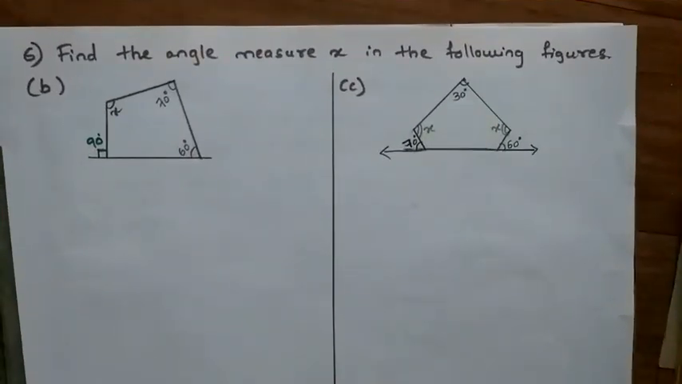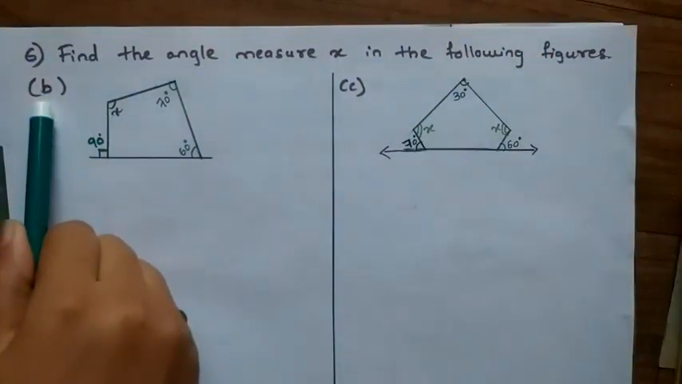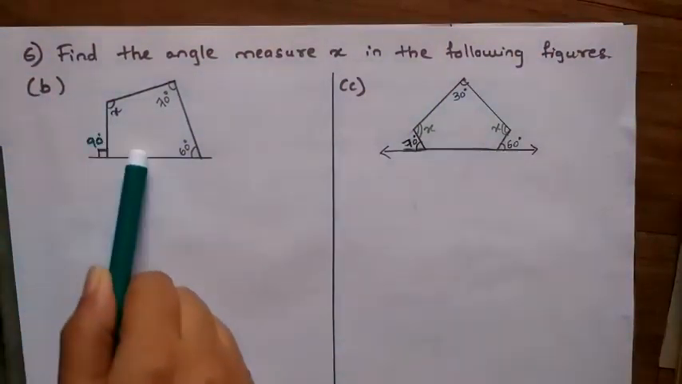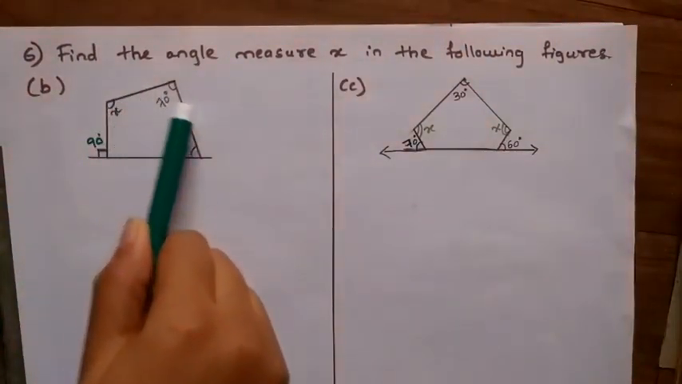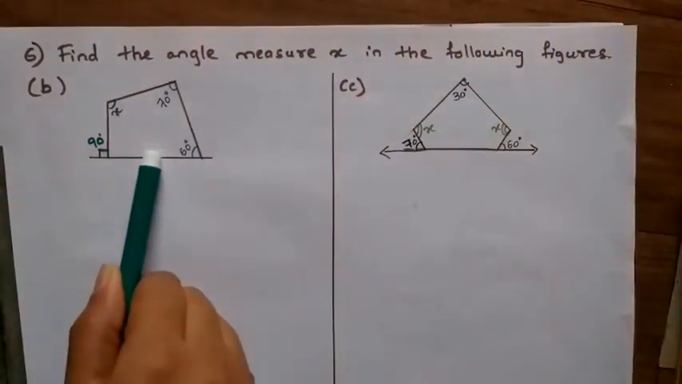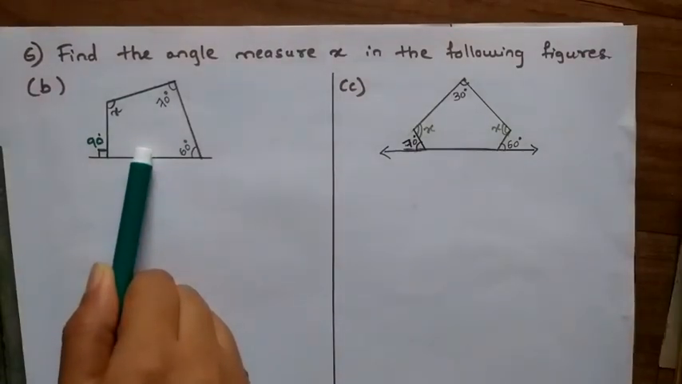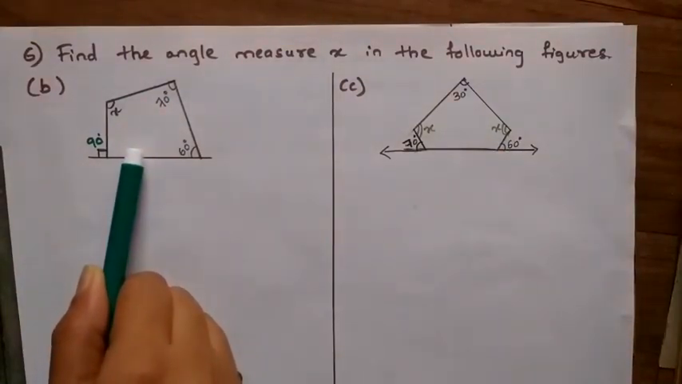Hello everyone. Today I am going to discuss question 6, sub question B. Here they have given a figure. In this figure, how many sides are there? 1, 2, 3, 4. Total 4 sides are there. So a 4-sided figure means we can say it is a quadrilateral.